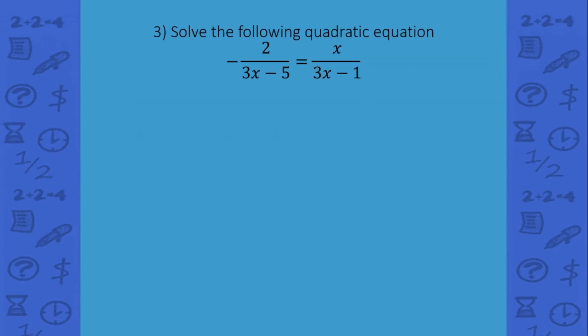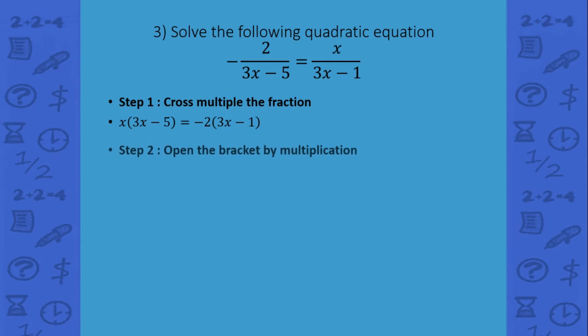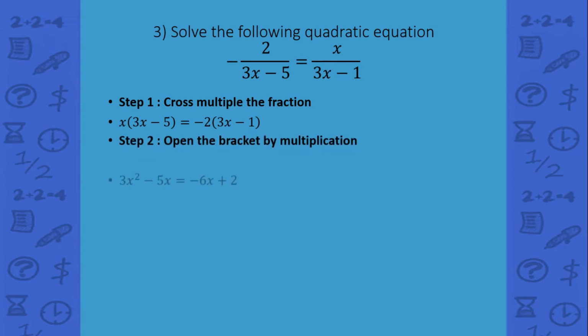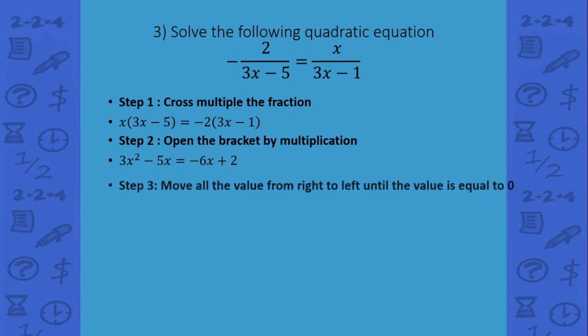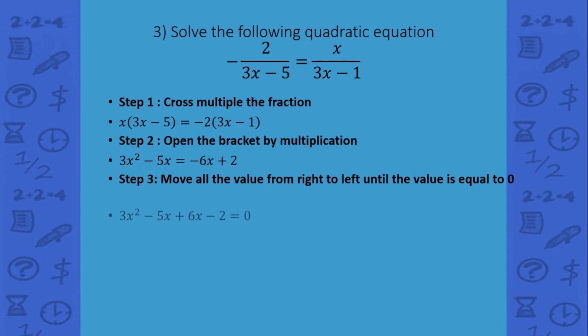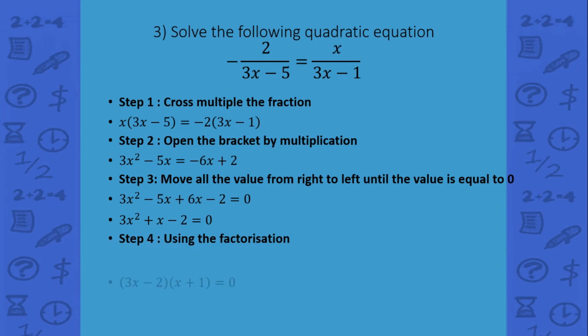For question 3. Solve the following equation. For this type of question, we need to start with step 1, cross multiplication of the fraction. After the cross multiplication of the fraction, proceed to step 2, open the bracket by multiplication. Then step 3, move all the values from right to left until the value is equal to 0. After this process, step 4, using the factorization. And you will get the final answer.